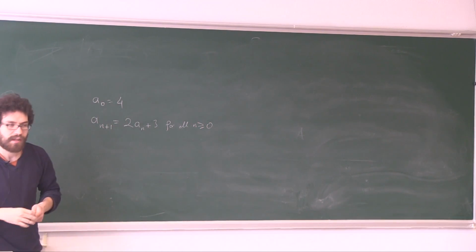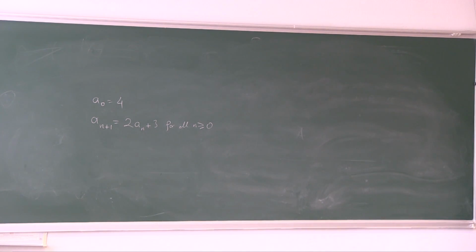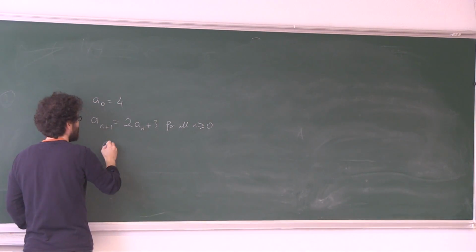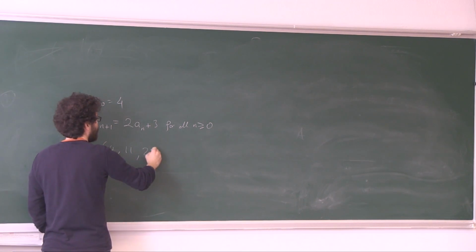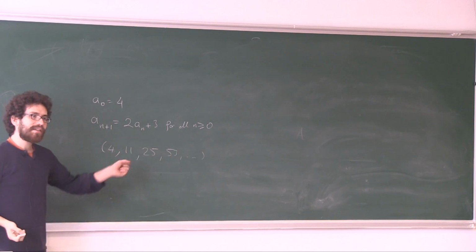I'm sure you did things like this in calculus, right? Say yes? Okay. So here is a question. Why does this definition make sense? Why does there exist such a sequence? Let me write down a couple elements of the sequence. We start at 4. We then have 11, then we have 25, then we have 53, and it goes like this. Why does this exist?